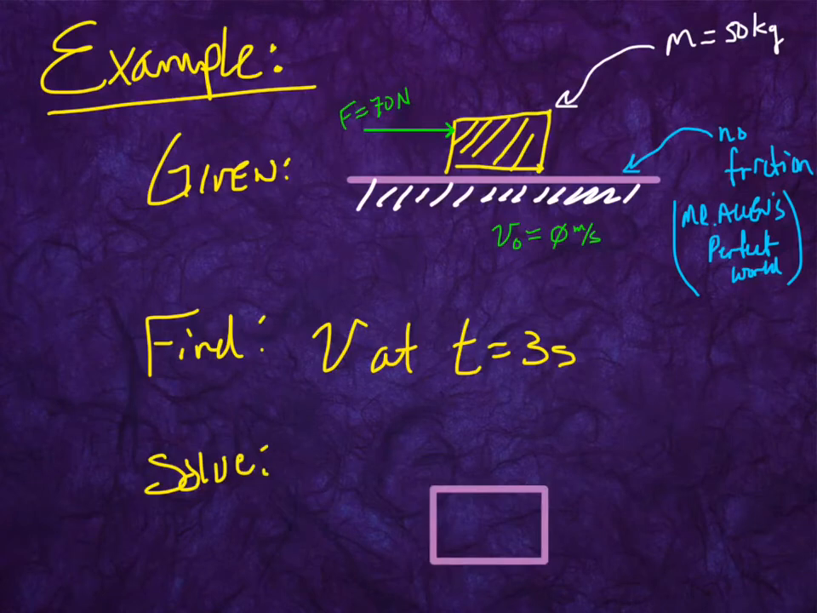So we solve. The first thing we do is draw a picture. So there's a crate. And then we start labeling our forces. We're drawing the free body diagram. So we have a force upward. This force upward would be which one? It would be the normal force. We have force up, we have force down, and we have a force pushing it to the right.